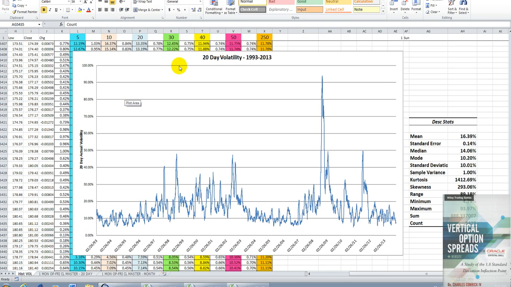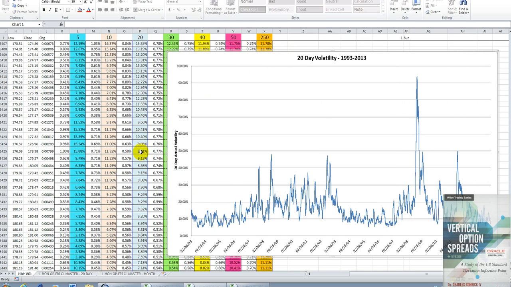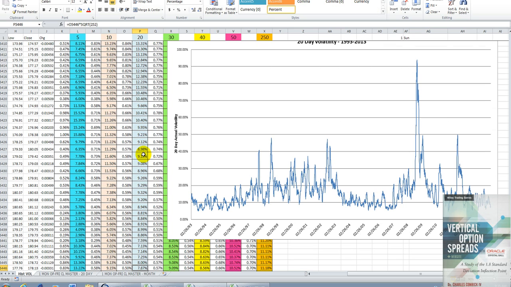For an example, let me move this chart off to one side. And if I took the last 20 days of actual volatility, bear with me while I get myself oriented here.